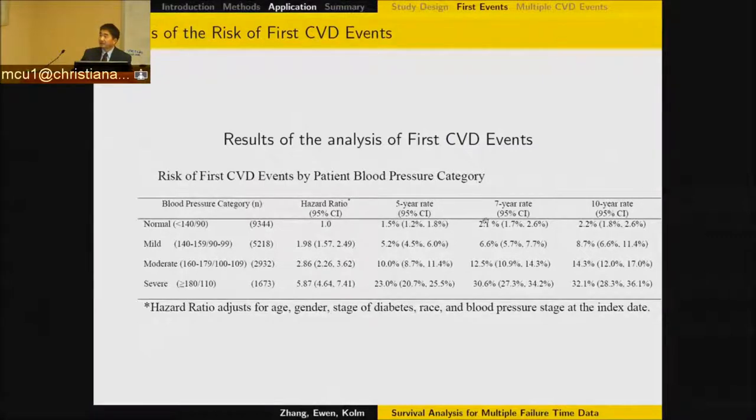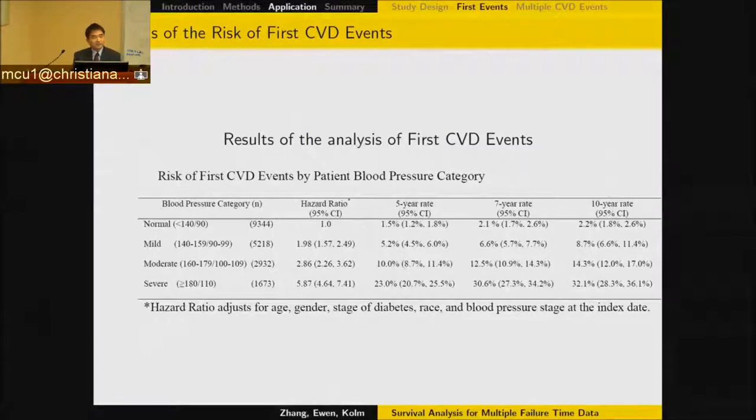And so we can see that the 10-year rate increases from 2.2% to 8.7% for mild hypertension, 14.3% for moderate hypertension, and 32.1% for severe hypertension. Now let's look at the first CVD event.